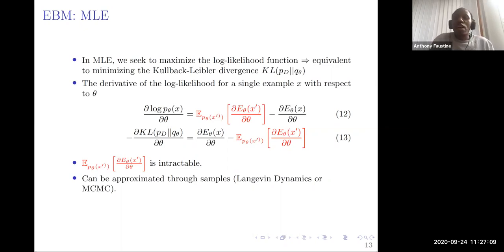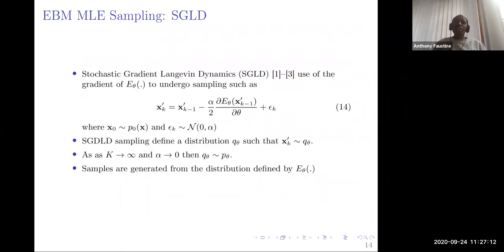And recently, stochastic gradient Langevin dynamics has been used effectively to sample this and make it easy to compute this expectation. Basically, it makes use of the gradient of the energy function to do sampling in such a way that the next sample will be equal to the previous sample minus the derivative at the previous sample, plus this parameter, where this parameter is just sampled from the normal distribution with zero mean and alpha standard deviation. And the initial sample will be sampled from the uniform distribution.